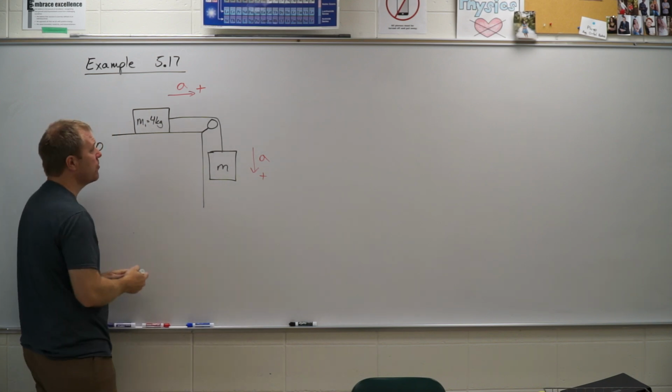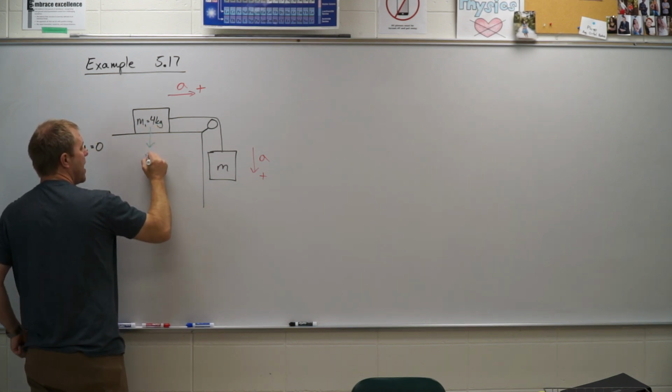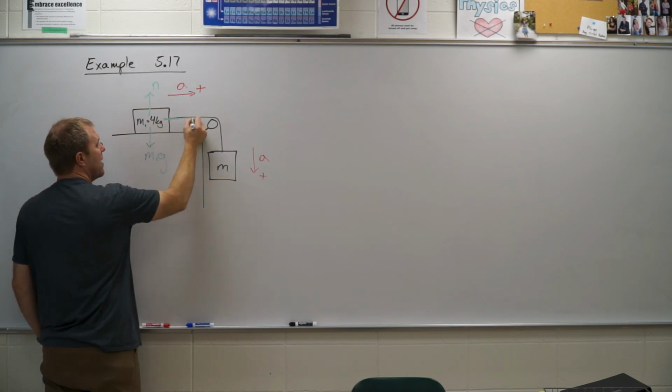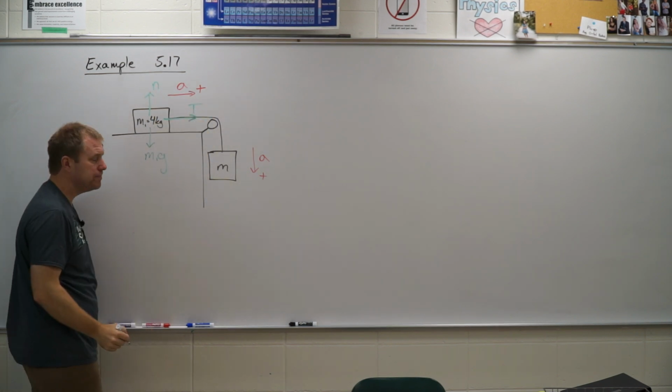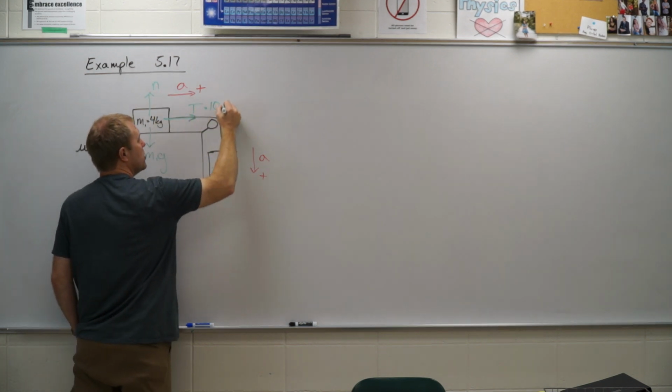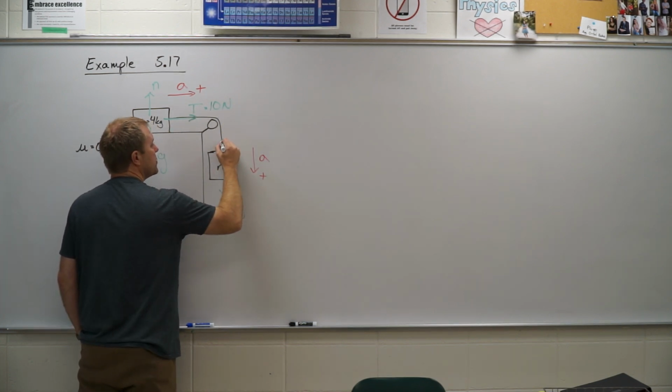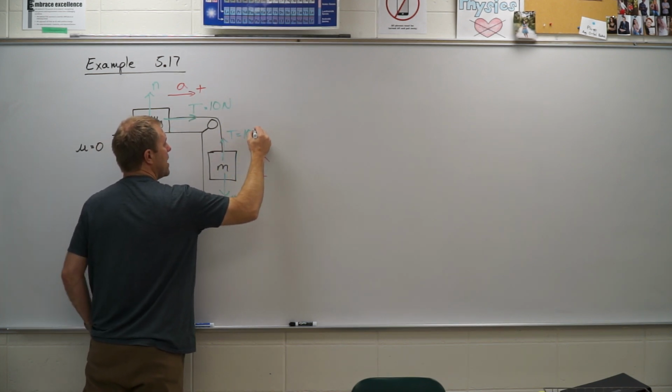All right, let's set up our free body diagram. So up here, I have m1g, I have gravity. I also have a normal force acting on it. And then lastly, I have my tension, which they told me was 10 newtons. For this one down here, I have mg, but I also have my 10 newton tension.